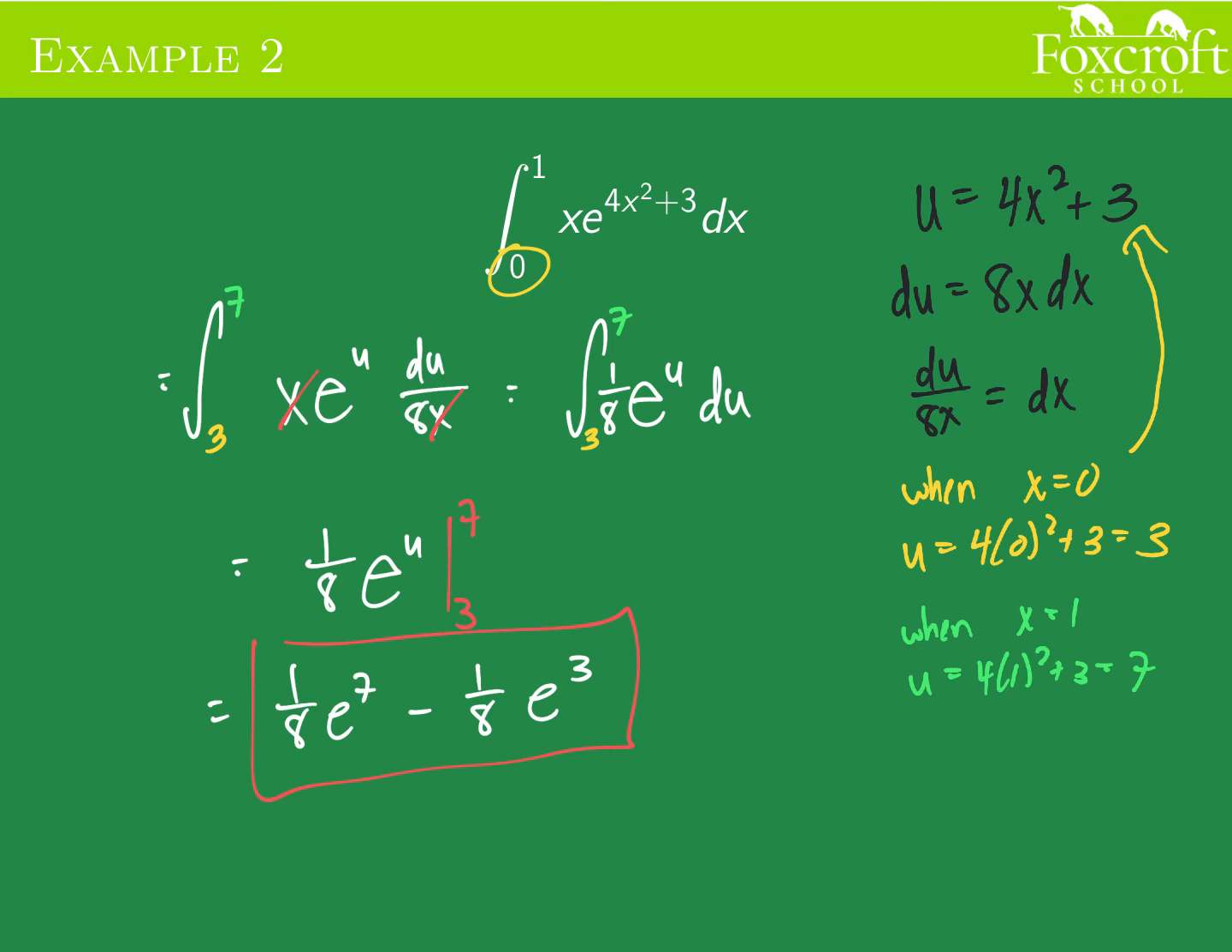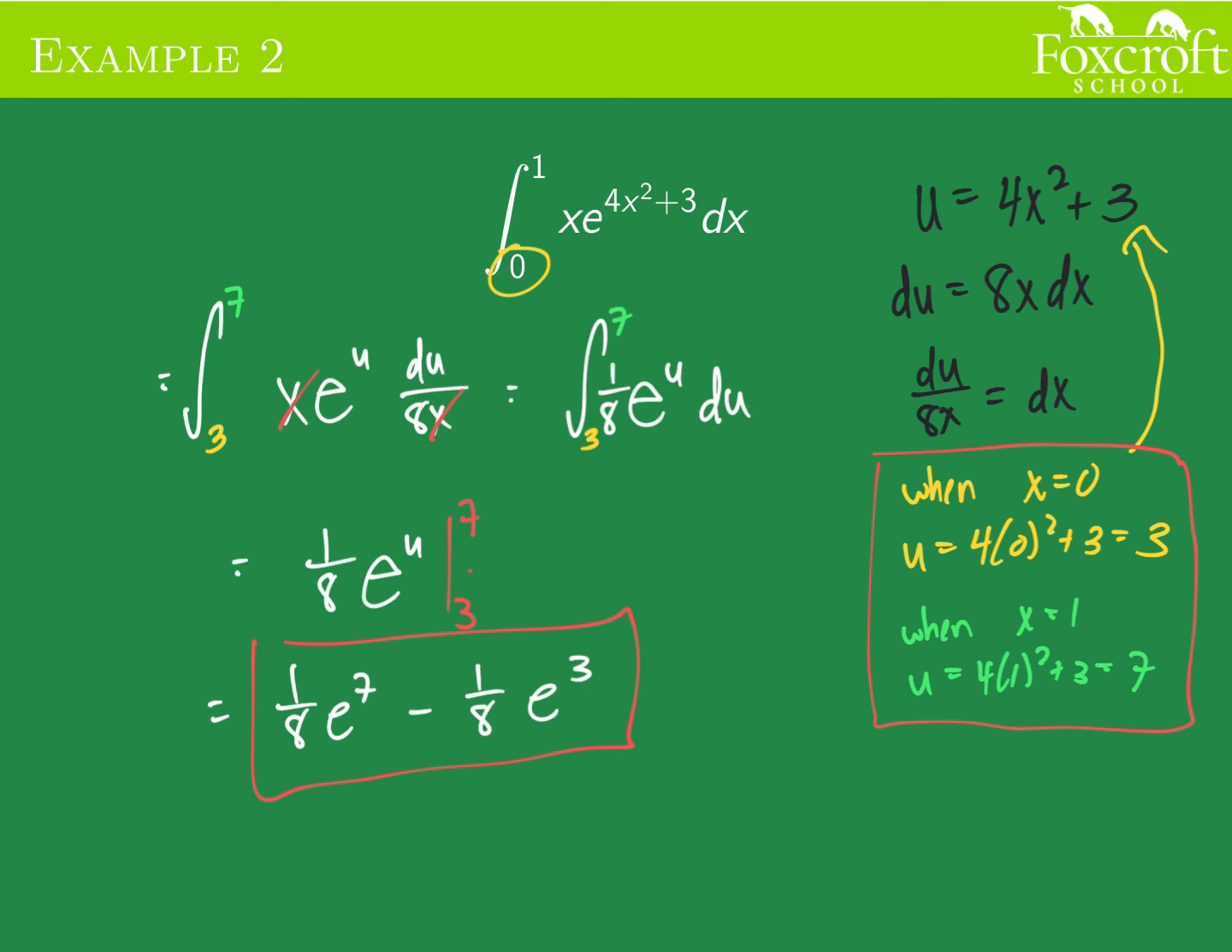The other way would be you would convert it back to x's, so you'd have 1/8 e to the 4x squared plus 3, and then you'd plug in 0 and 1, but it's basically the same thing. This just requires less simplifying at the end. It requires you to do this extra step here of changing the bounds in terms of u instead of x, but it actually saves you some time at the end. So it's really up to you which one of these you want to do. It's helpful to know both of them.